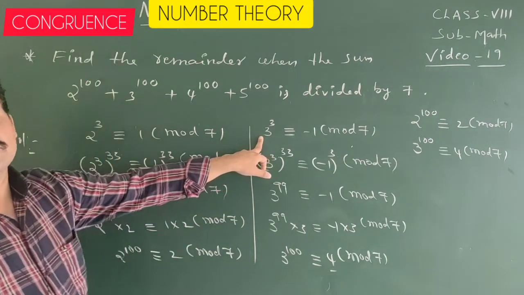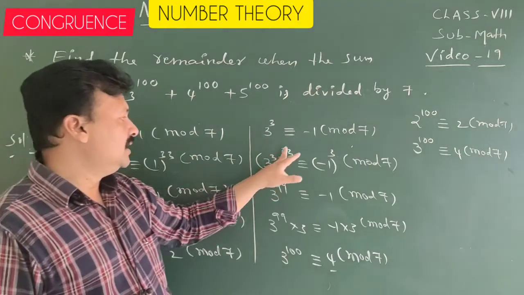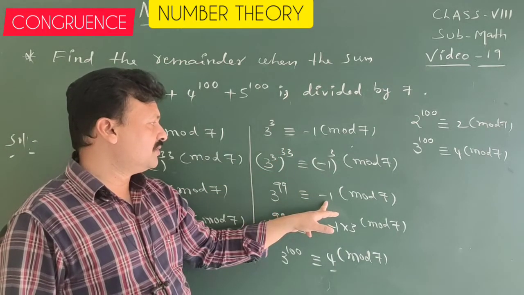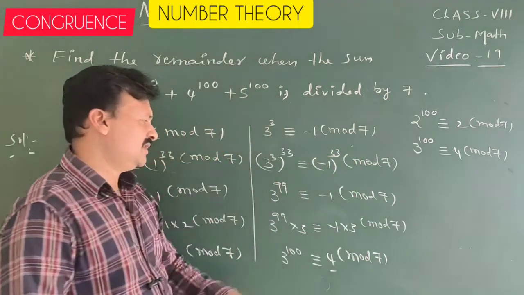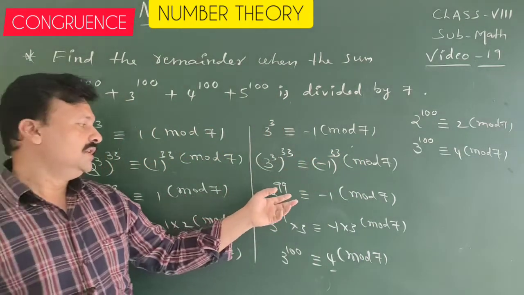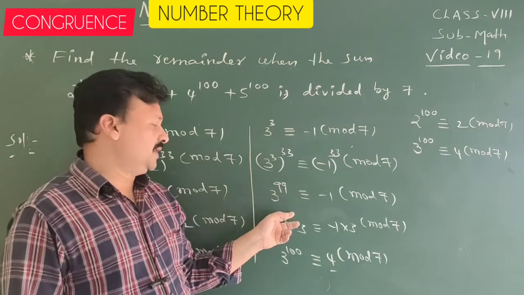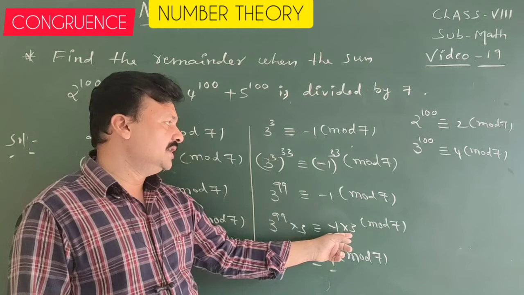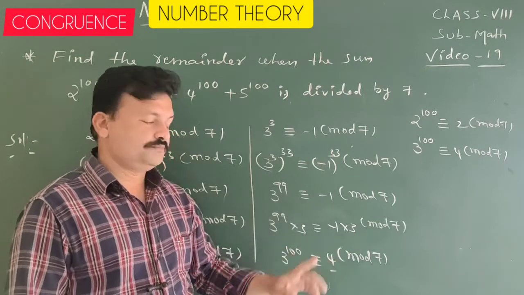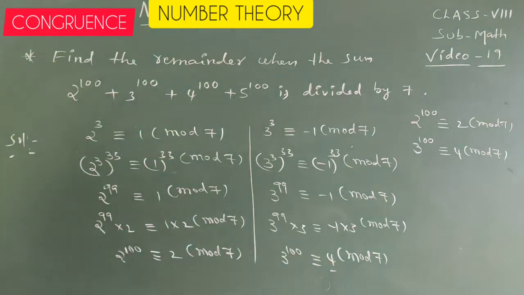3 cube is 27, close to 7. That's why 3 power 99 means minus 1 power 33, and minus 1 is odd power, so minus 1. So here we require 100. That's why 3 power 99 into 3, so minus 1 into 3, minus 3. Minus 3 is nothing but 4 in terms of positive form. Next.